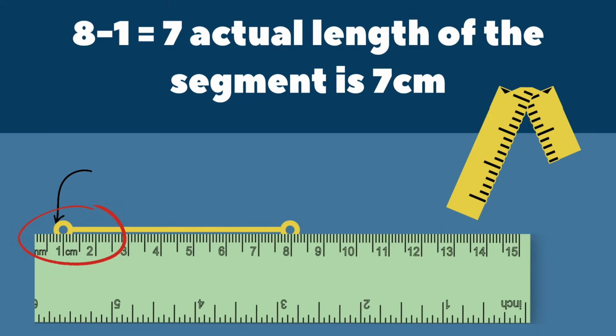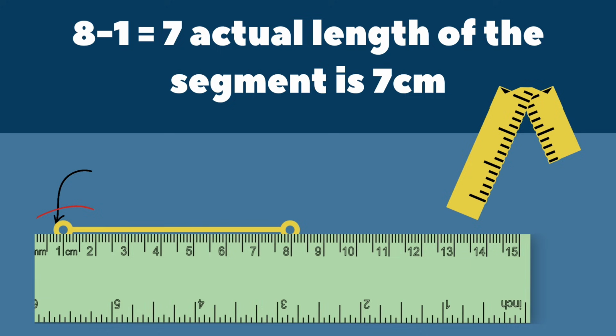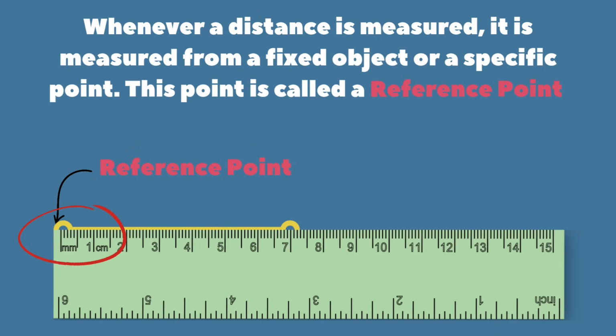If the 0 mark or the starting point of the ruler is not clear, or if the ruler is broken at that end, start measuring from the next clearly visible number. By subtracting that initial number from the final reading, you can obtain the exact length of the object. Whenever a distance is measured, it is measured from a fixed object or a specific point. This point is called a reference point.